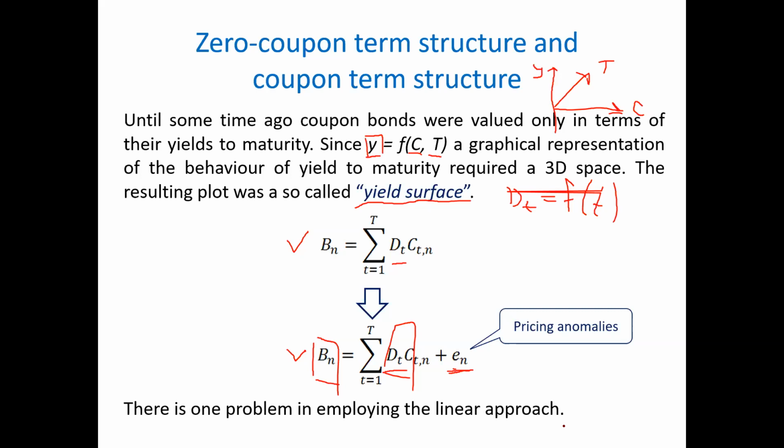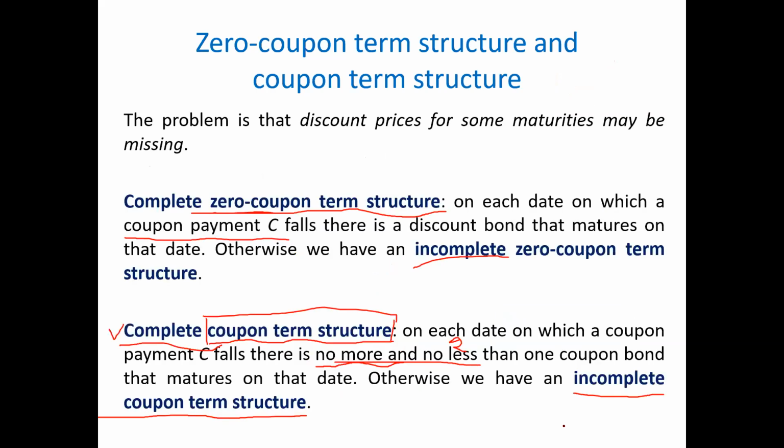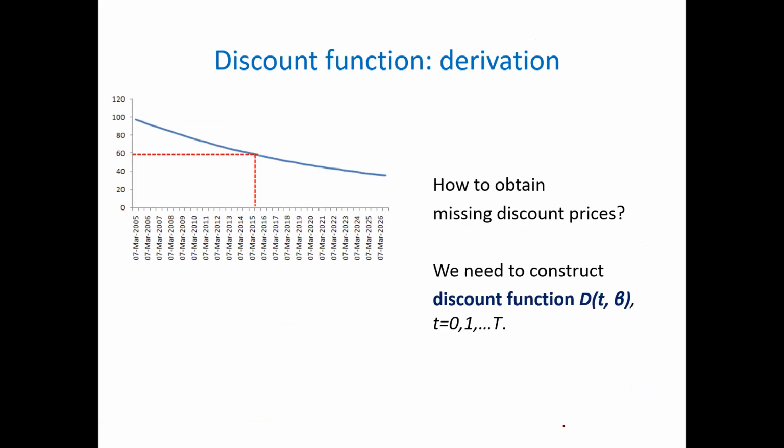So what to do in this case? Then there was a series of research papers to tackle this problem, and nowadays we have an established approach to solve this problem, to obtain discount prices. And that's what we're going to study in this lecture. We're going to look at how central banks tackle this problem and how they reconstruct discount prices. But before we look at one particular approach, let's look at the problem generally.